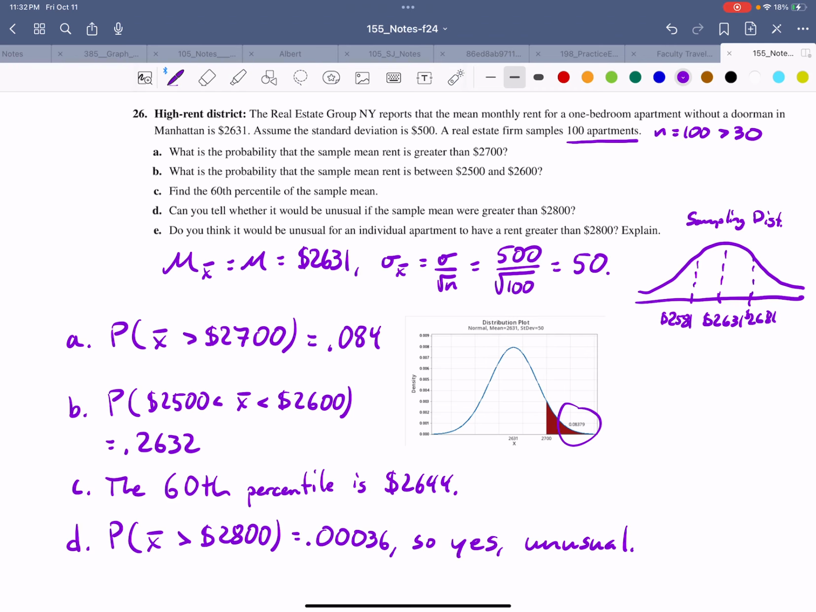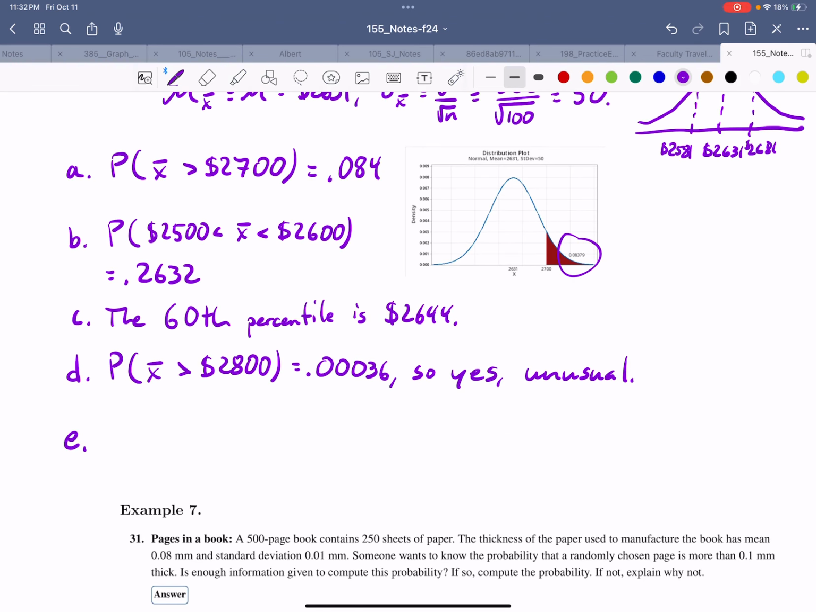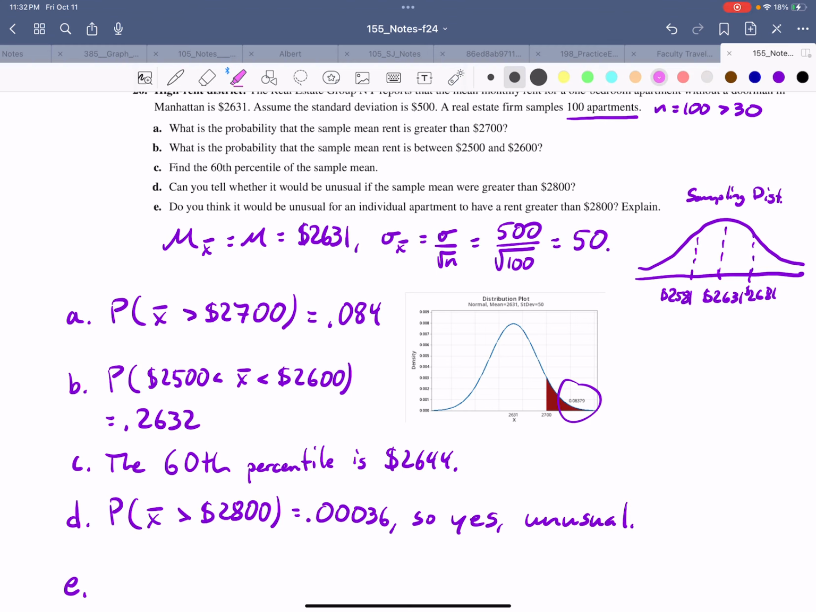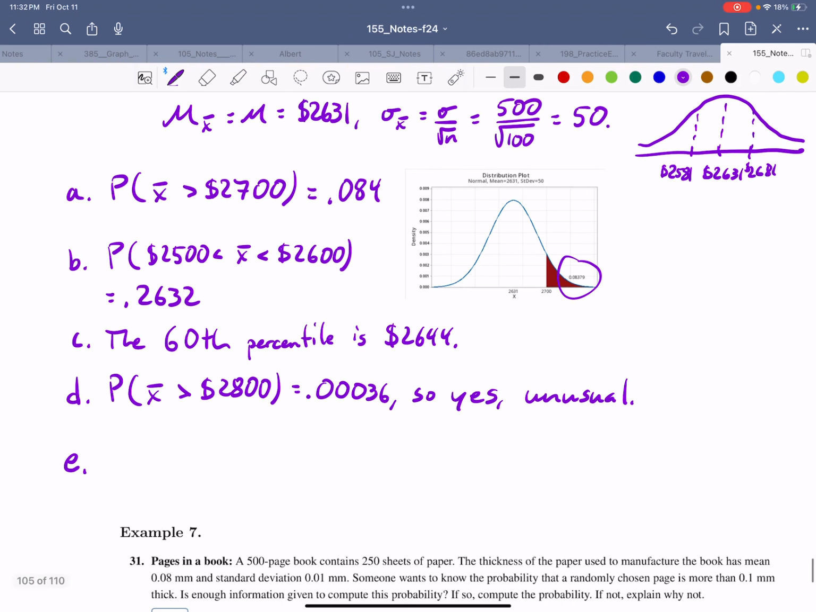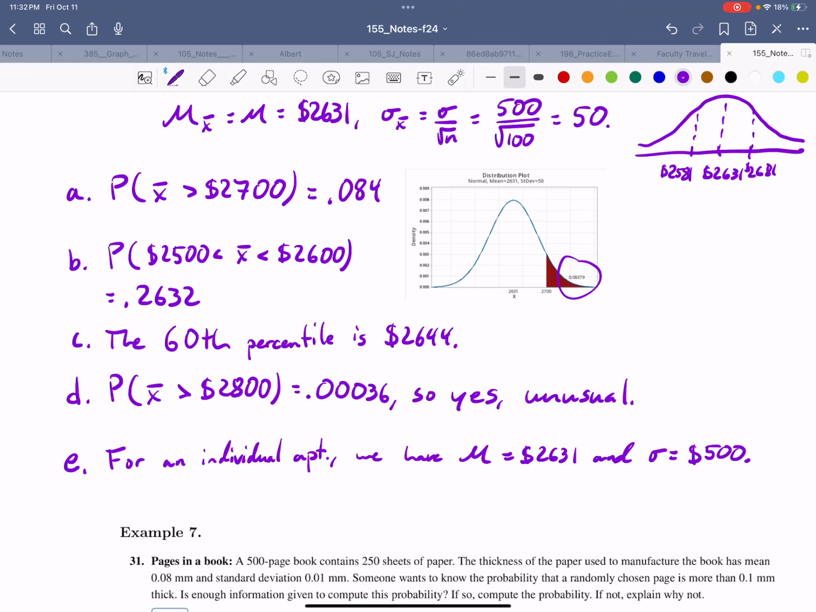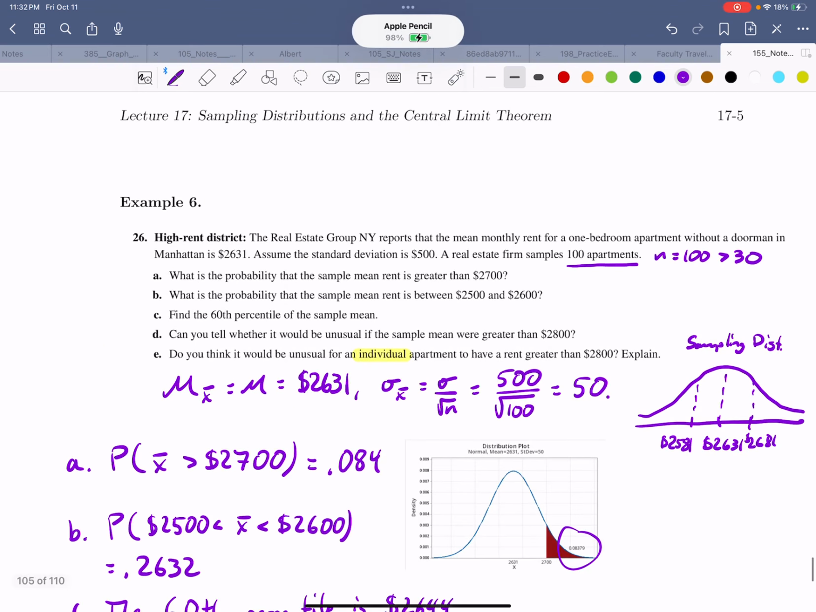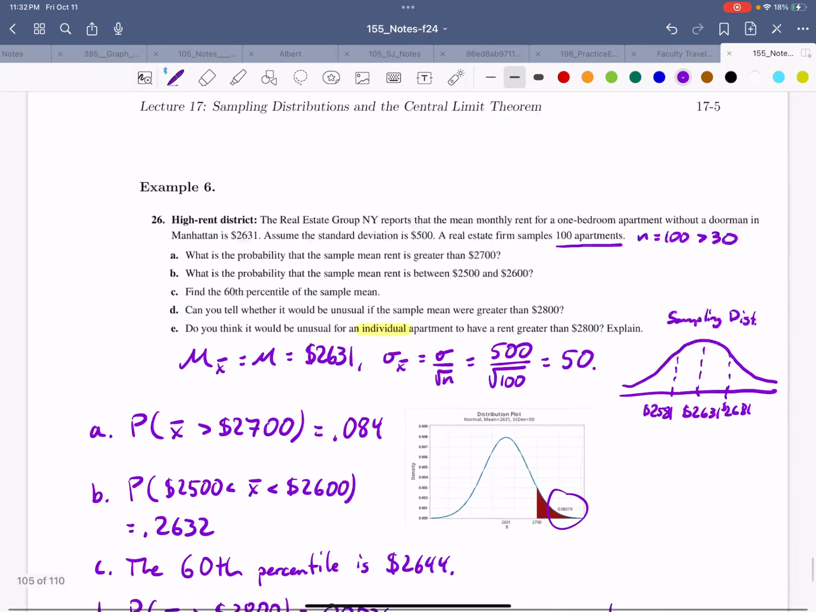All right, and then last but not least, do you think it'd be unusual for an individual apartment to have rent greater than 2,800? Now here, they're asking about the word individual. For an individual apartment, we have mu equals 2631, but here's the difference. Sigma equals $500, not 50, because it's a single apartment, and for the population, the standard deviation is 500.